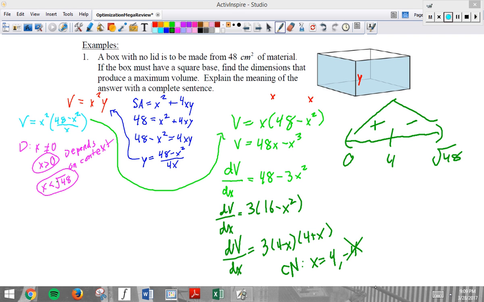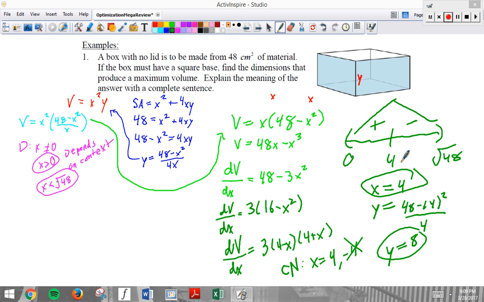Okay, so x equals 4. y equals, and I'm plugging this into that equation, 48 minus 4 squared over 4. And to tell you the truth, y equals 8. So the dimensions of the box will be x equals 4, y equals 8. Okay.